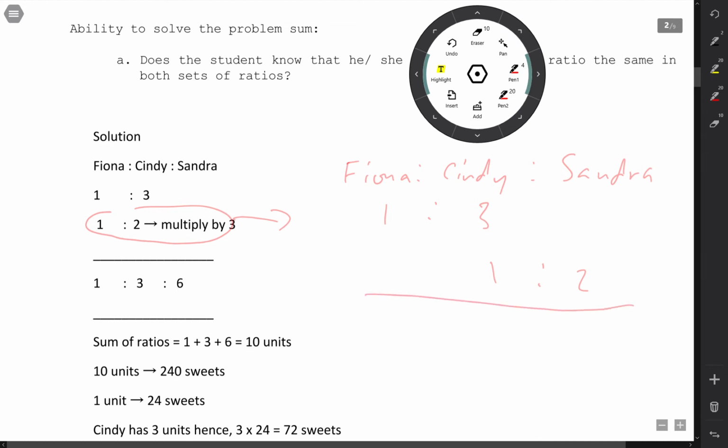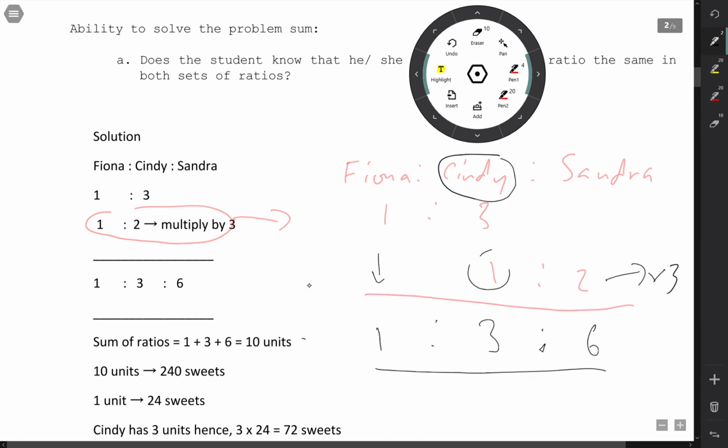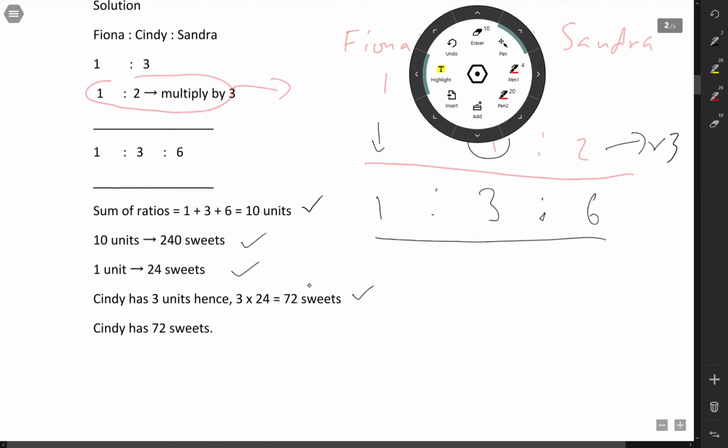So what do we do with this ratio? We have to identify that Cindy is the same. So this has to be 3, and here I multiply everything by 3. So 2 times 3 becomes 6, and Cindy will become 3, and Fiona just remains as 1. Then next we find the sum of the units, which is 10. 10 units is 240 sweets, because that's the total number of sweets, and we find 1 unit is 24. So Cindy has 3 units, hence she has 72. And that is what the question is looking for.